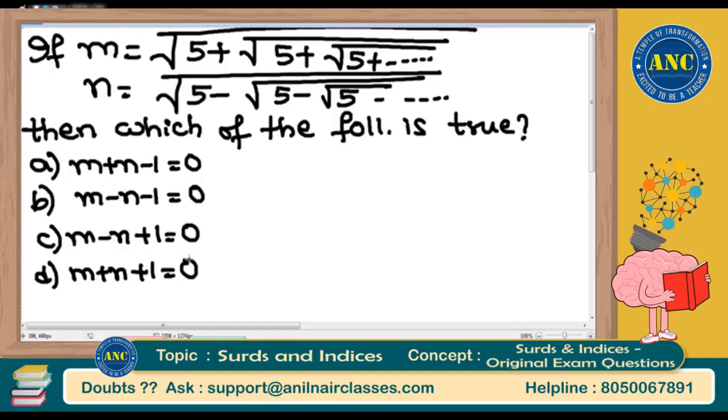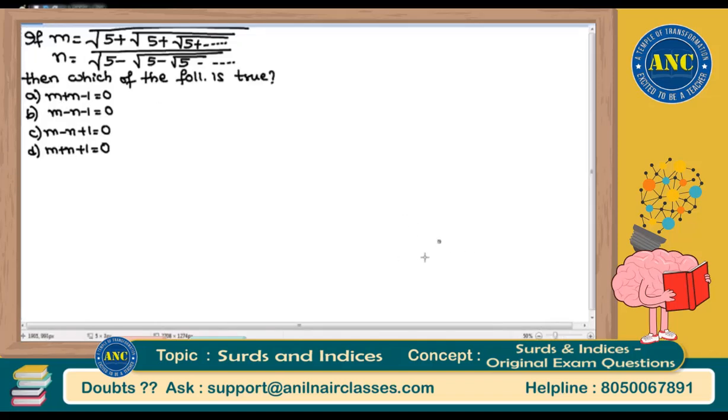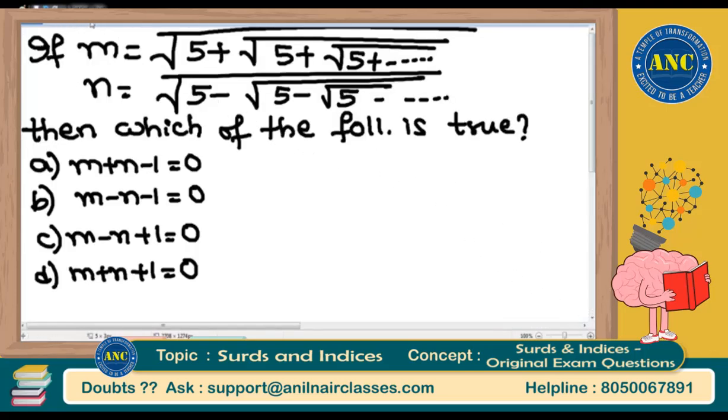Now please see this next question. If m is equal to square root of 5 plus square root of 5 plus square root of 5 etc., and n is equal to square root of 5 minus root 5 minus root 5 etc., then which of the following is true? Listen carefully, sir. First of all, one thing which all my students need to realize is square root function will always give a positive value. That means m is positive. Square root function again will always give a positive value. N is also positive.